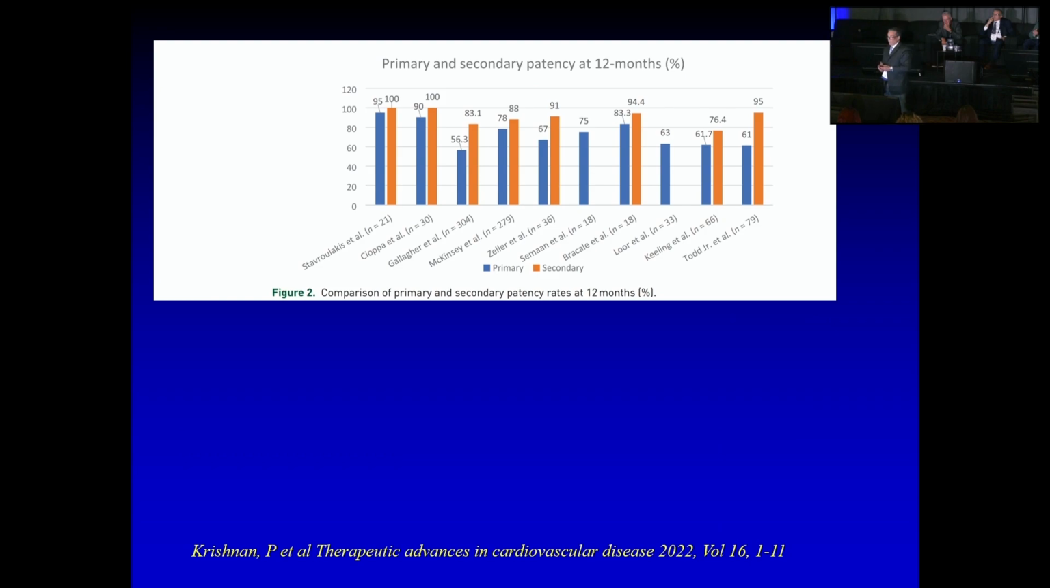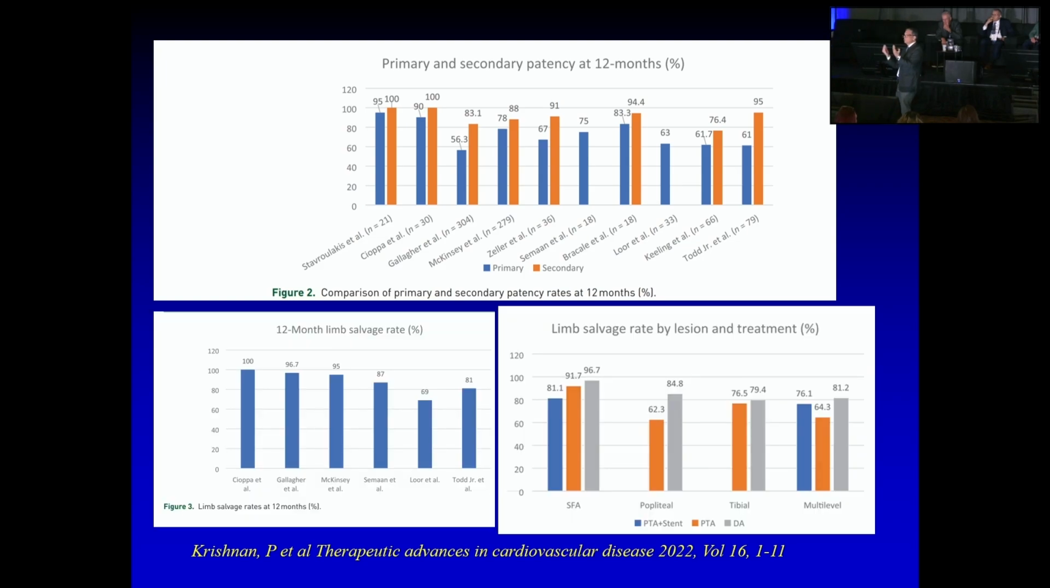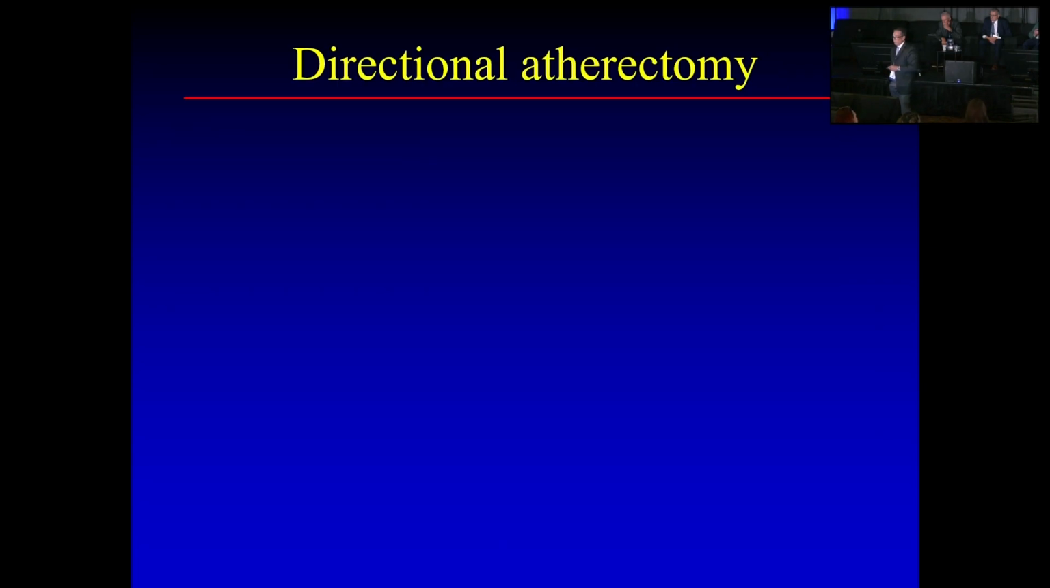But if you look at primary and secondary patencies, across the board for all of these trials, you can see a fairly good outcome, many of which are not associated to DCB, but rather plain old balloon angioplasty. And then if you look specifically at CLI, open arteries save limbs, and this is amputation-free survival, salvage rates. This is always in the 90% range, and you can see here that almost exclusively they're in the 90% range. And the limb salvage rate in the SFA, popliteal and infrapopliteal, or multi-level disease shows benefit for the directional atherectomy combined with angioplasty to reestablish flow.